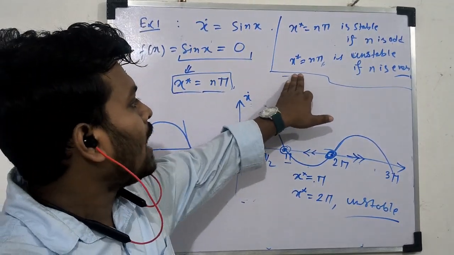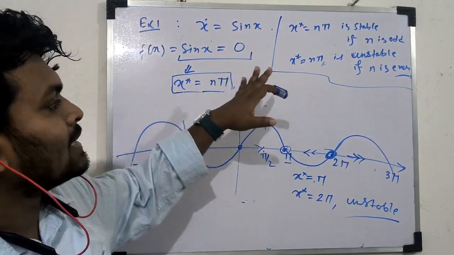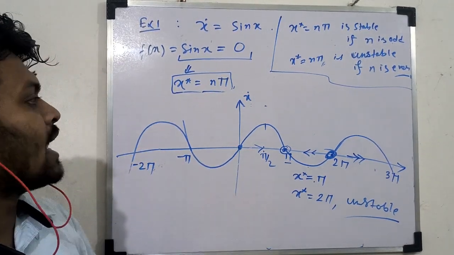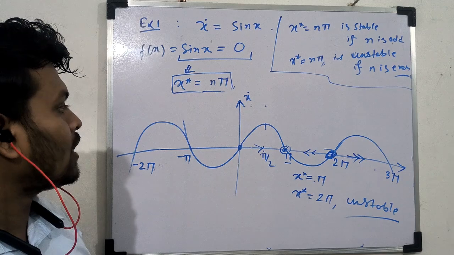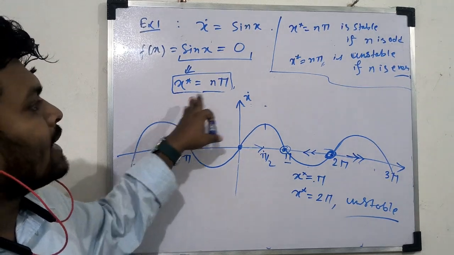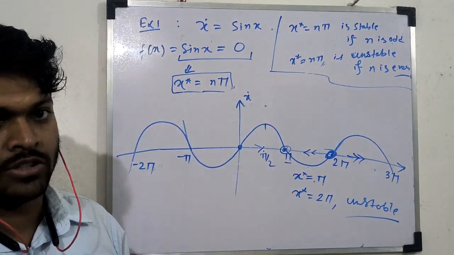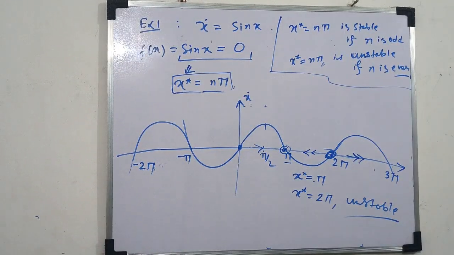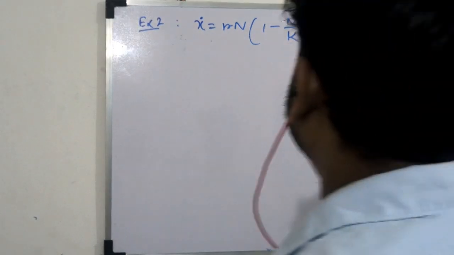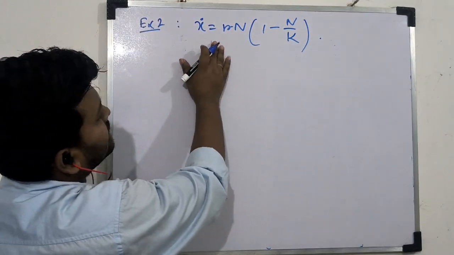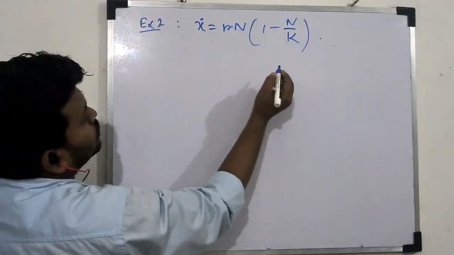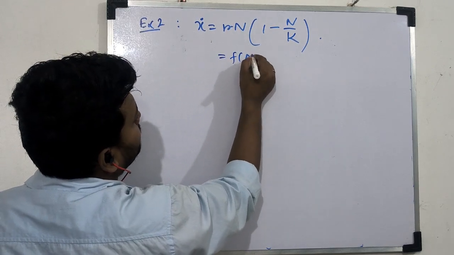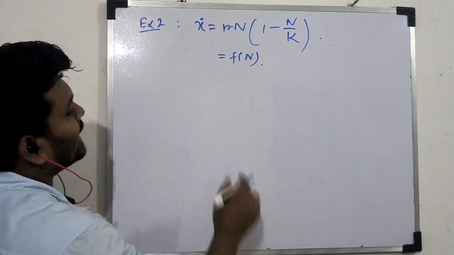Now we check analytically that this graphical method was true, and you can show the stability of an equilibrium point by this method and also by this method. So let us take another example. Now we check the stability of the equilibrium point for this logistic growth equation. Here this is a function of n, that is, in the place of x we put n.